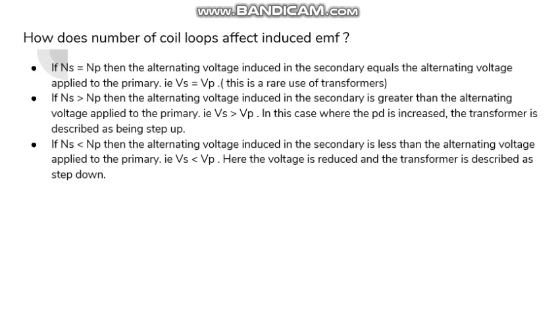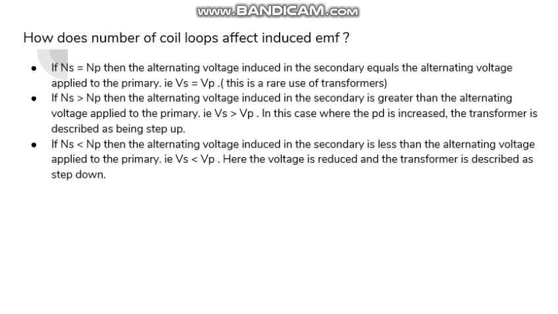So if the number of loops in the secondary coil equals the number of loops in the primary coil, then the alternating voltage induced in the secondary coil equals the alternating voltage applied to the primary coil, which is very rarely used in transformers. These next two bullet points are the ones that are more commonly used, which I'm about to explain.